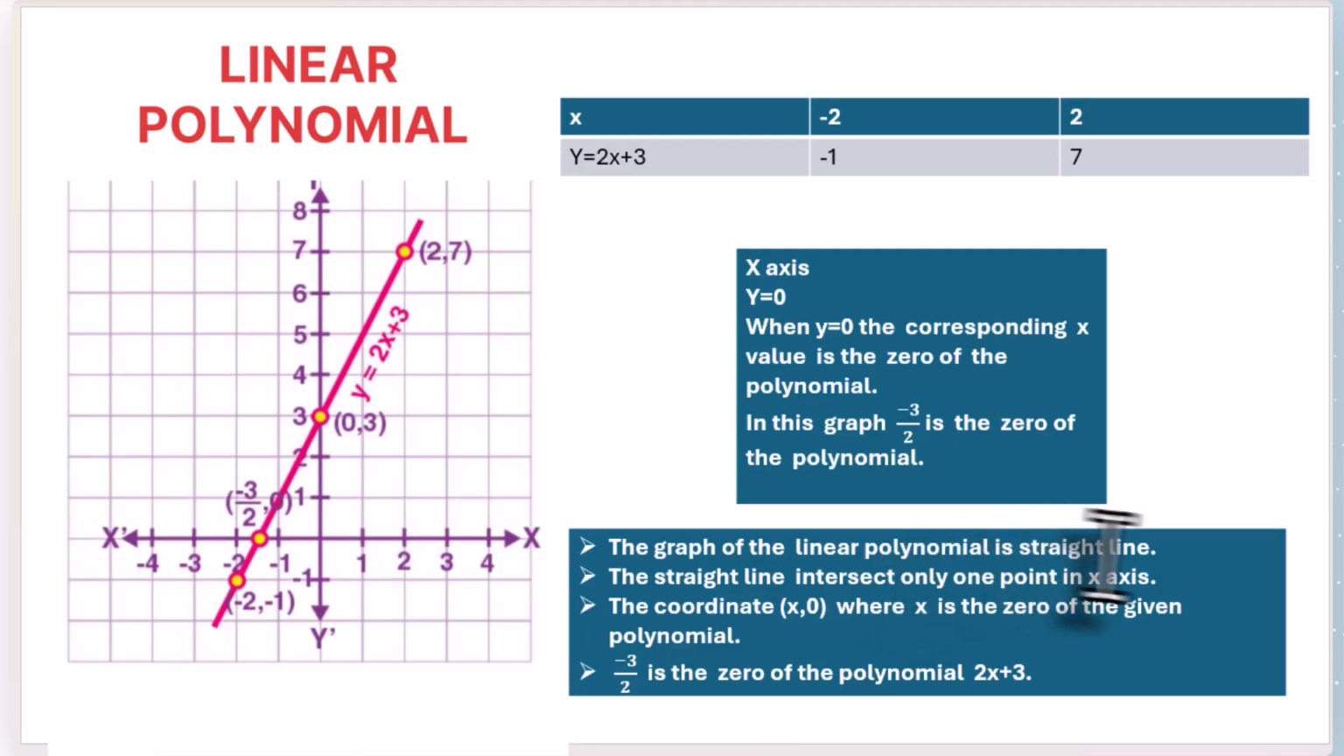The graph of a linear polynomial is a straight line. The straight line intersects the x-axis at only one point. The coordinate is x, 0, where x is the zero of the given polynomial. In this graph, minus 3 by 2 is the zero of the polynomial. So the graph of a linear polynomial is a straight line, and such a line intersects the x-axis at only one point. When the y value is 0, the corresponding x value is the zero of the polynomial. In this case, minus 3 by 2.